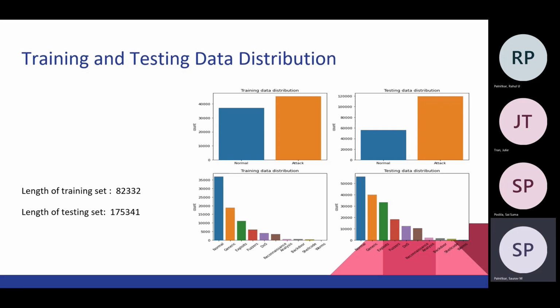Yeah, this is basically the data distribution of the training and testing sets. As you can see how it is distributed, the normal and the attack are almost equal in the training set. However, there is a huge difference in the testing data set. The number of points in the training set is 82332 and the test set is 175341.